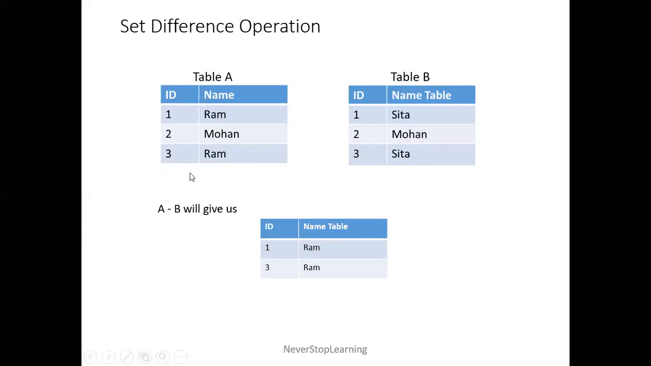Now third row, 3 Ram. Now 3 Ram is here, but here we have 3 Sita. So again this row is not present in table B. That's why in the output 3 Ram will also come. So like this we are going to get the resultant table.